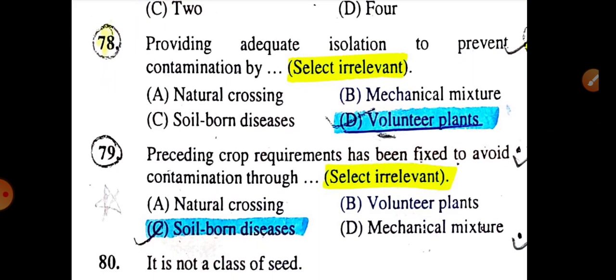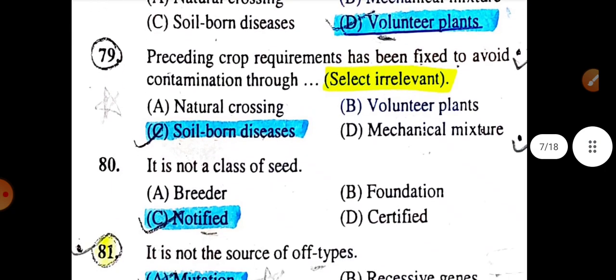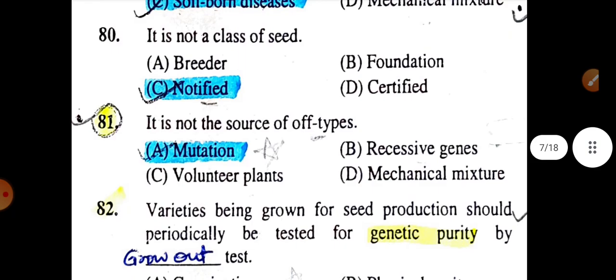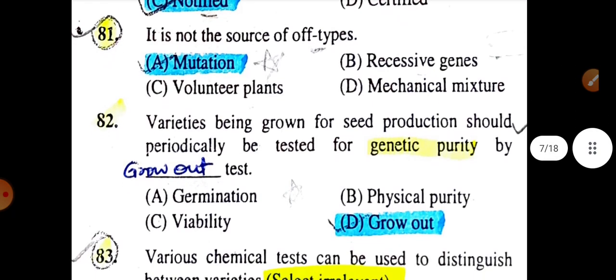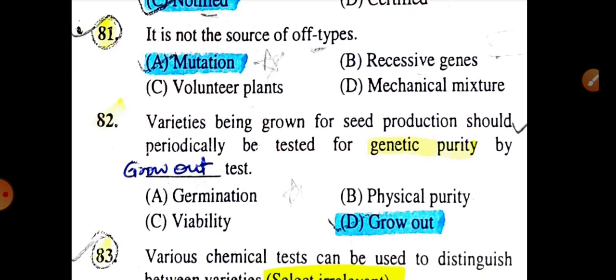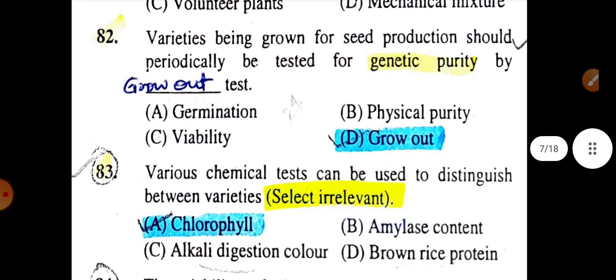Provide adequate isolation to prevent contamination by natural crossing, soil-borne disease and mechanical mixture, not voluntary plant. A preceding crop requirement has been fixed to avoid contamination through soil-borne disease, while providing adequate isolation prevents contamination by voluntary plants. Notified is not a class of seed. Mutation is not the source of off-type.